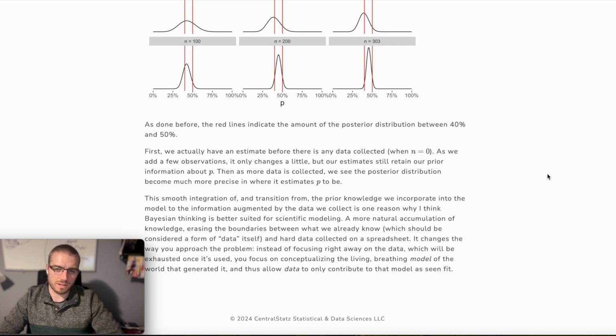Instead of focusing right away on the data, which will be exhausted once it's used, you focus on conceptualizing the living, breathing model of the world that generated it, and thus allow data to only contribute to that model as seen fit." And so for the rest of this video, we're going to jump into RStudio and run through the R code to go through how we built these plots and how we conceptualized this article.